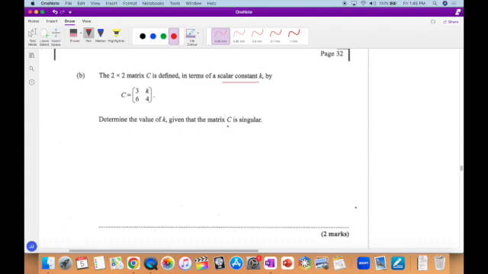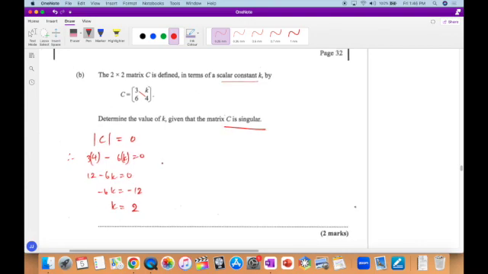The 2 by 2 matrix C is defined in terms of a scalar constant k. Determine the value of k given that C is singular. If C is singular, that means the determinant of C is equal to 0. So the determinant of C is 3 times 4 minus 6 times k, and that is equal to 0. So 4 3s are 12, minus 6k is equal to 0. -6k is equal to -12. So k is going to be equal to +2. 12 divided by 6 is 2.